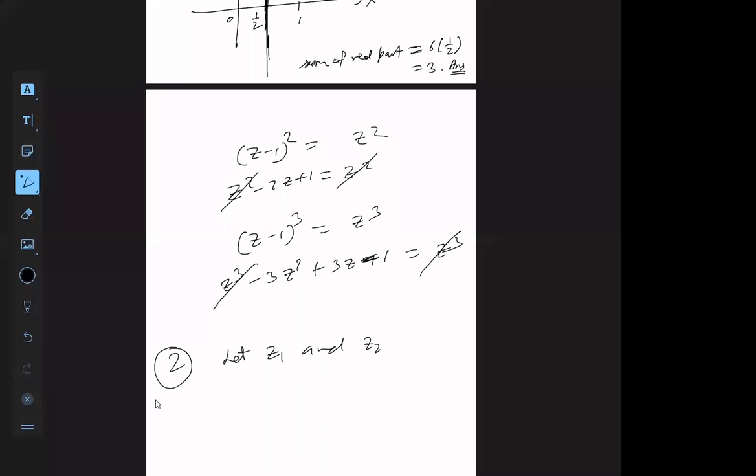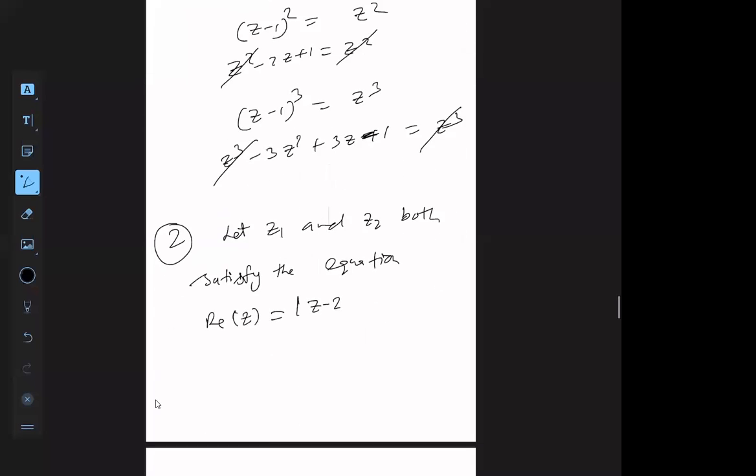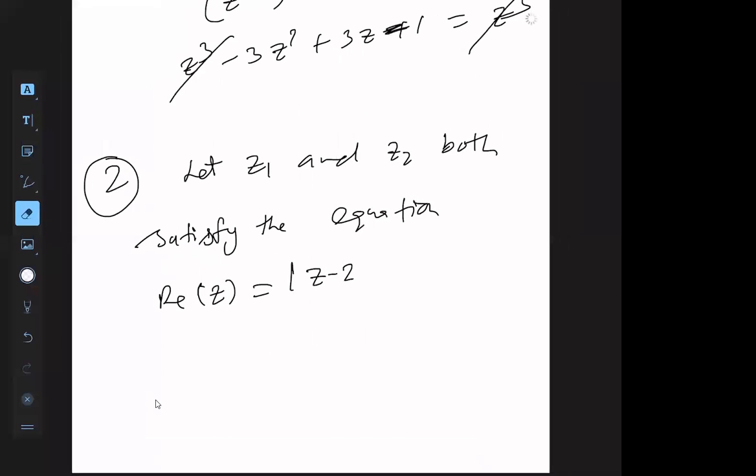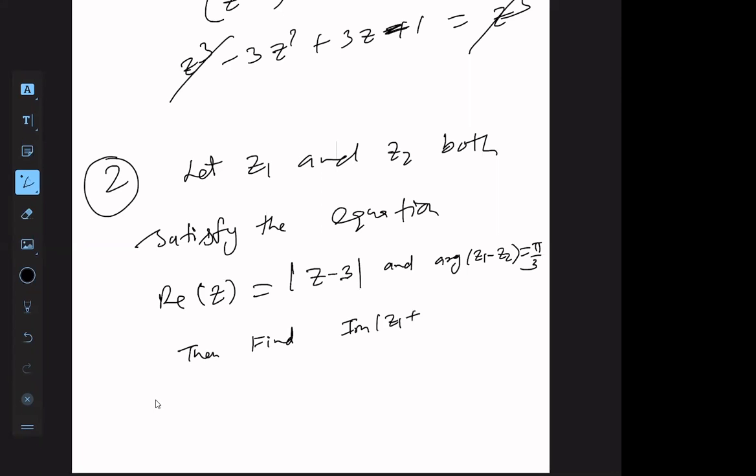Let z1 z2 both satisfy the equation real part of z is equal to modulus of z minus 2, and argument of z1 minus z2 is pi by 3. Then find imaginary part of z1 plus z2.